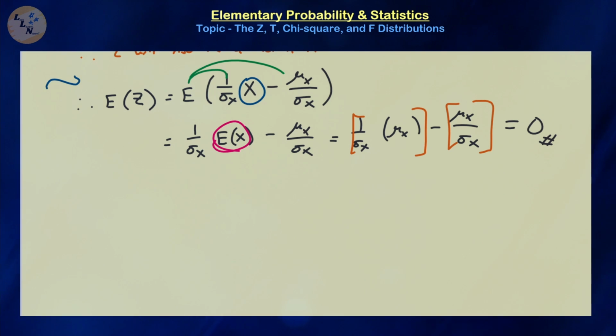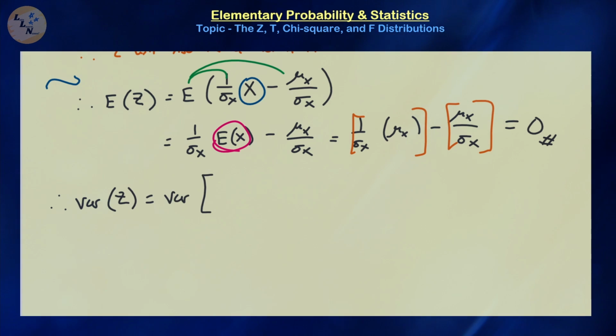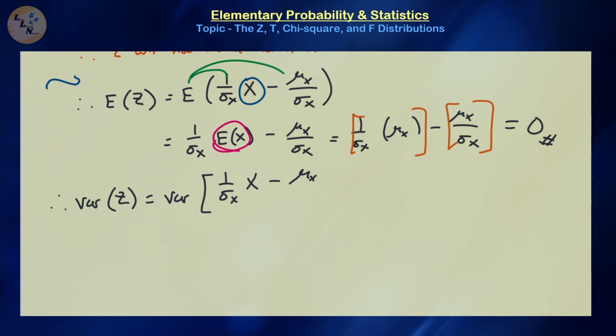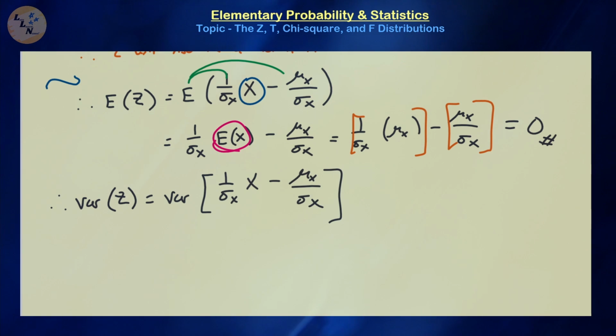So what about the variance of this random variable z? So let's look at that. The variance of z is going to be equal to the variance of that expression, so 1 over sigma x times (x minus mu x) all over sigma x.